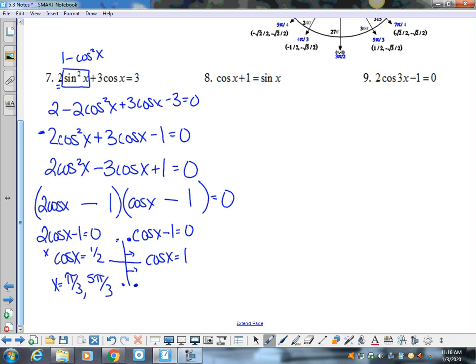And then where's cosine 1? And so that would be east. Now be careful here. That's 2 values actually. It's a 0 and it's a 2 pi. Not pi. Pi is way over here. But this point right here is 0 and it's 2 pi. Okay.